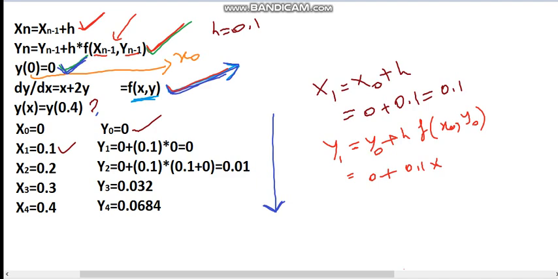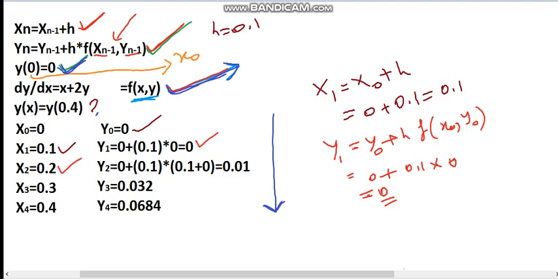Okay, so your x0 is 0 and y0 is 0, so x plus 2y will be equal to 0. So this term becomes 0. So the total y1 value is 0. Okay, so then we have y1 equal to 0. Then we have to go to the next step, that is for x2, what will be the value of x2, and you substitute in the same way.